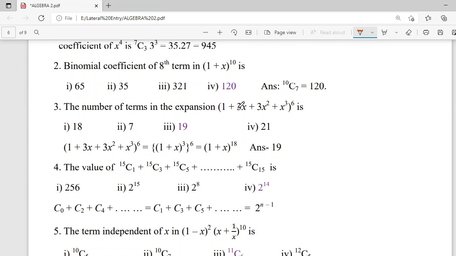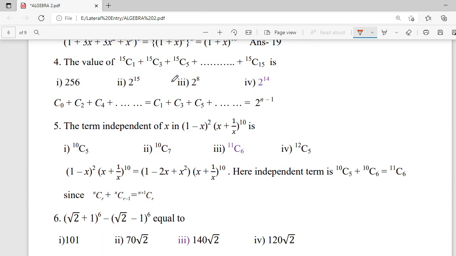Then the number of terms in the expansion of this. This is (1 plus x) whole to the power 3, and whole to the power 6. So this becomes (1 plus x) whole to the power 18. We are asked the number of terms. It is a binomial expansion and the power is 18, so there are 18 plus 1, that is 19 terms. So the answer is 19.